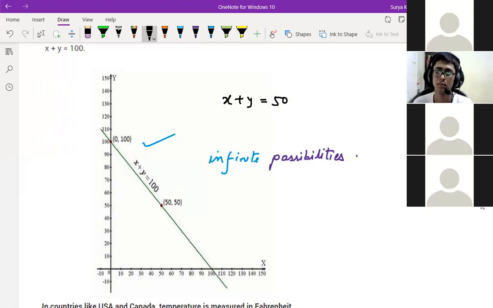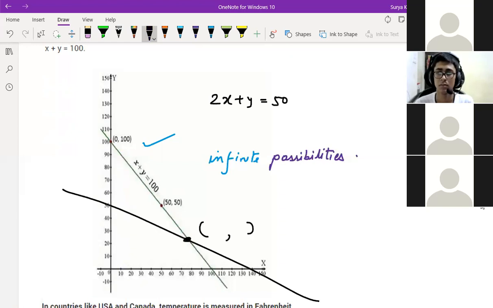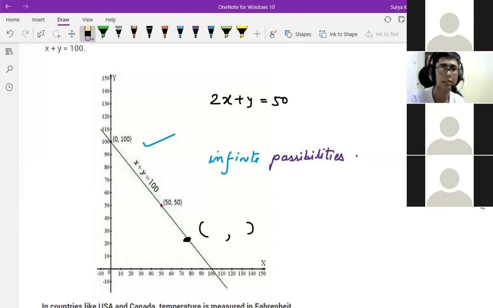Or you can just take 2x plus y is equal to 50, right? Then some equation, suppose a line will come like this. This is the point for x and y. Okay, only one solution will we get. Understood, children? It depends on the graph. If only one line is given to you, then infinite possibilities are there. Anyone having doubt in this?